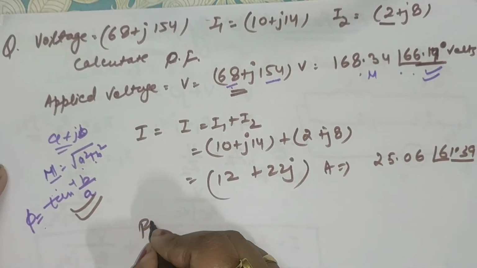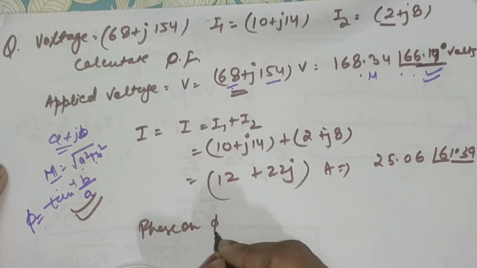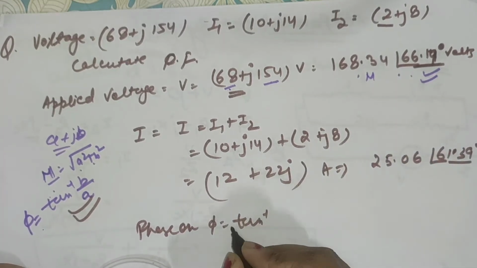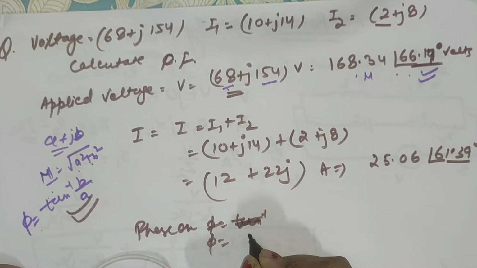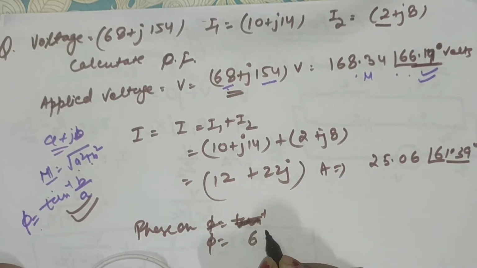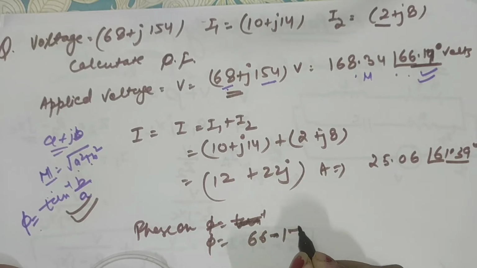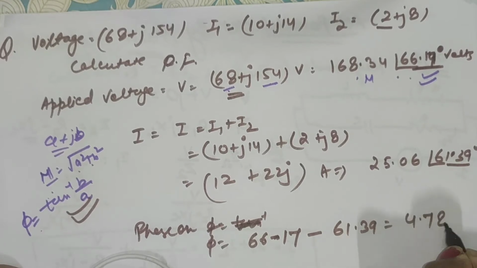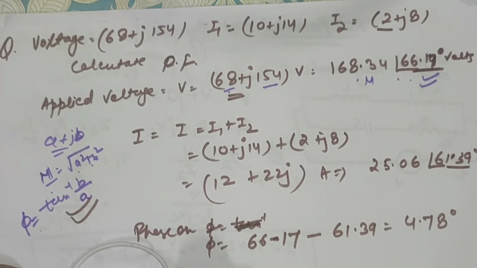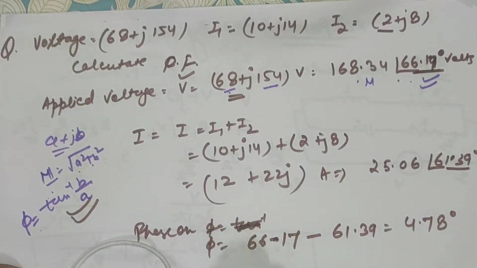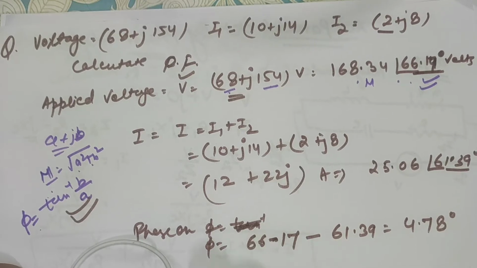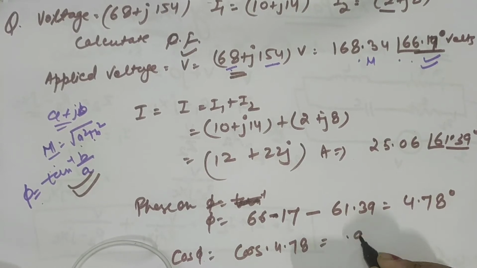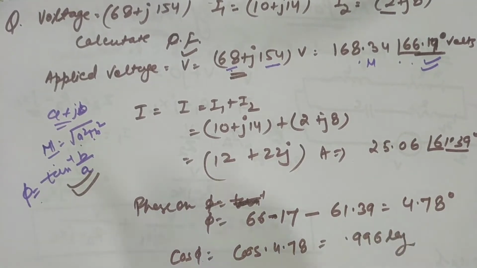Now phase angle, you have to calculate phi. Because you have two angles, phi will be 66.17 minus 61.39, that is 4.78 degree. Now cos phi, because you have to calculate the power factor, that is cos phi. Now that you have phi, you put in 4.78. Cos 4.78 from the calculator you get 0.996 lagging. So this is a very simple question.